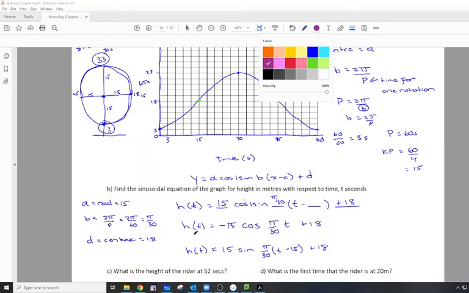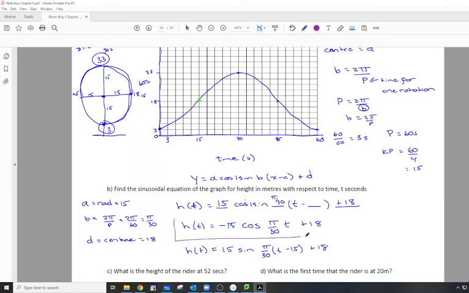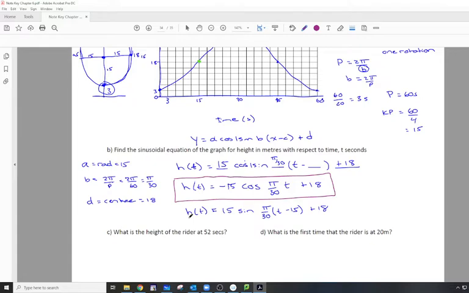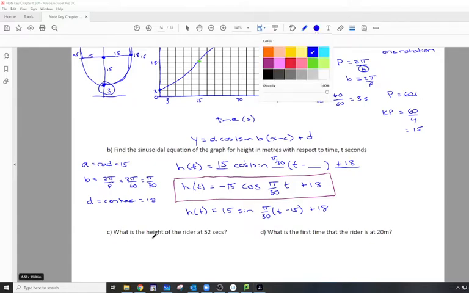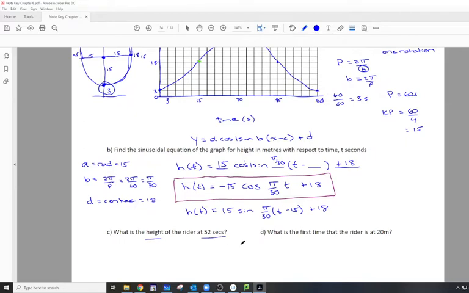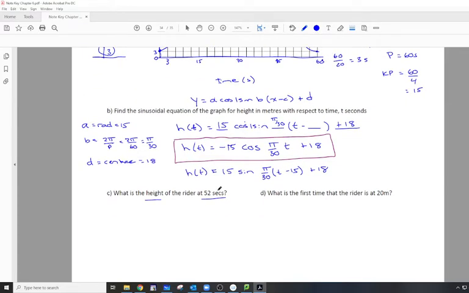It's the one that I would choose every single time. It's just easier, and I'm going to make riders start at the bottom, so it makes it really easy to do. All right, then we can actually use this function. So now it can ask you questions like, what is the height of the rider at 52 seconds? So we're going to plug in time is 52.